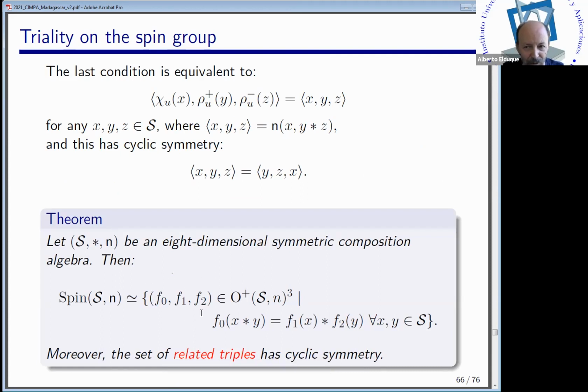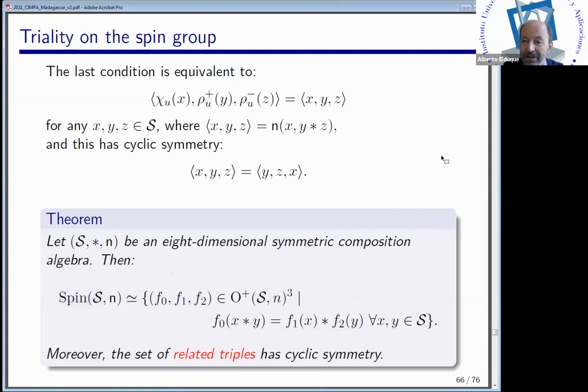And this is an outer automorphism of order 3. And the fixed subgroup, it is a subgroup here. If we permute cyclically, the fixed elements are the elements where f1 equals f2 equals f0. So the fixed elements are the automorphisms of the symmetric composition algebra.